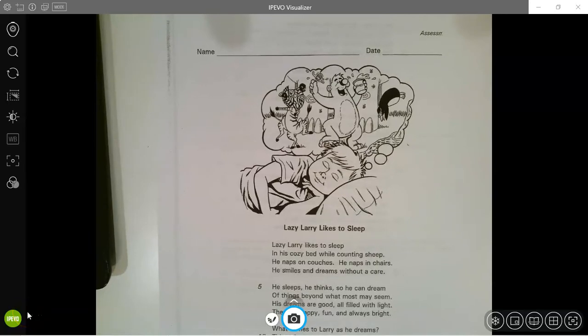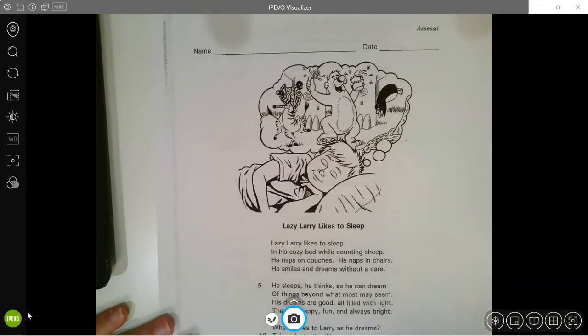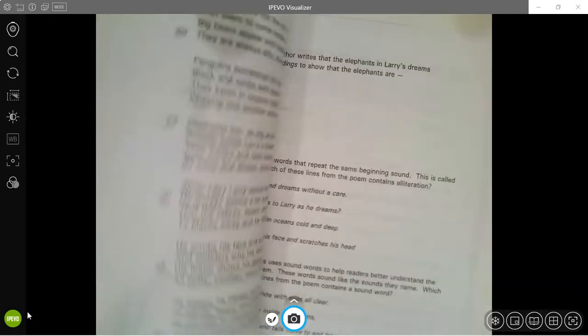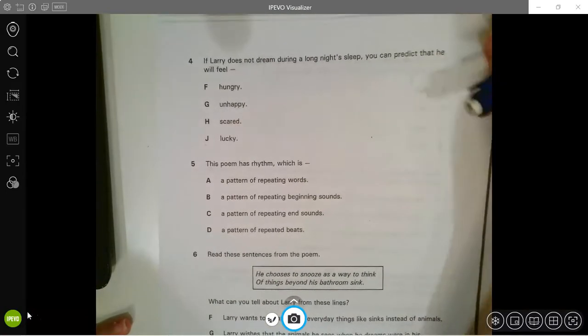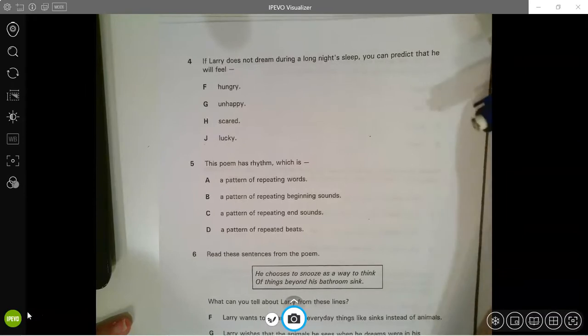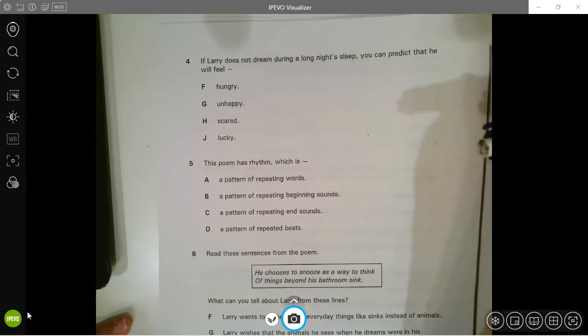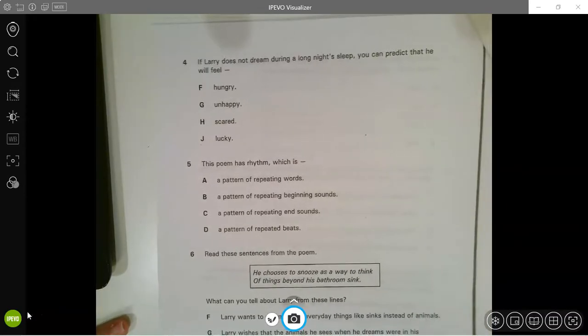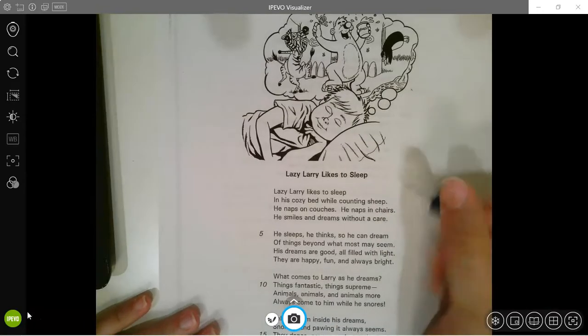Okay guys, so we started with the poem Lazy Larry Likes to Sleep. I left my other copy at school that we went over. So let's look at number 4. That's the one you had to do on your own. And it was, if Larry does not dream during long nights, you can predict that he will feel hungry, unhappy, scared, or lucky. So we go back and look at the first stanza.